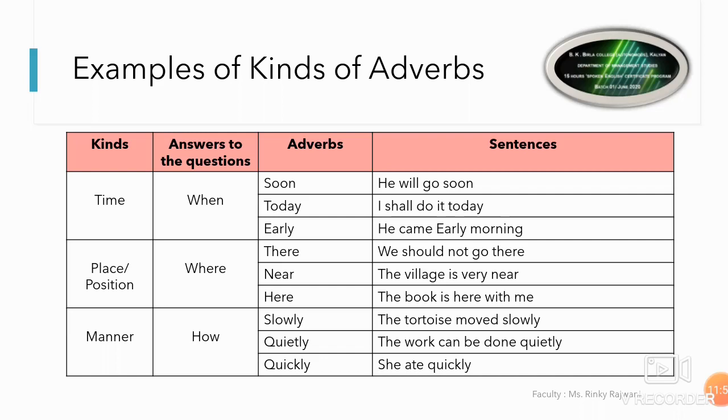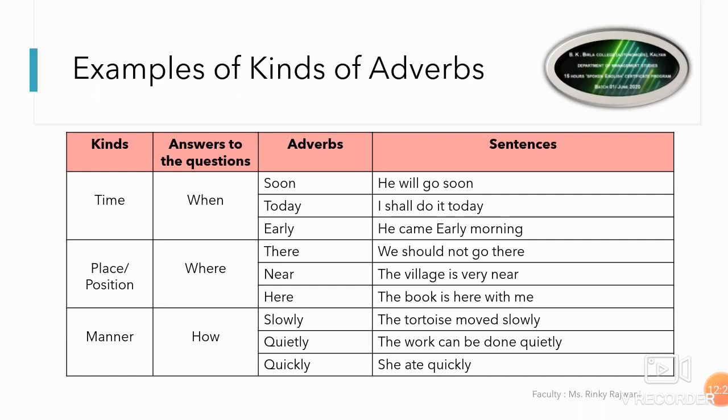So these adverbs you had seen there, like when, you had seen soon, today, early. So what can be the sentences? He will go soon. Today, I shall do it today. Whenever your mom says, have you done this work? No, mom, I'll do it today. Early, that is, he came early morning. So these are certain words which describe when. So to the questions like, when did he come? He came early morning. Right? So such kind of answers.